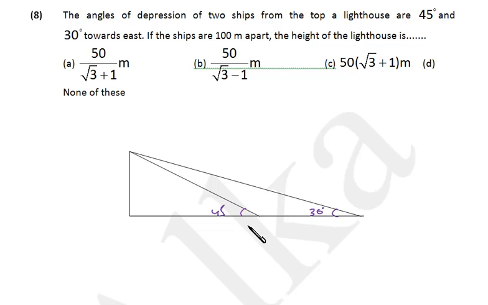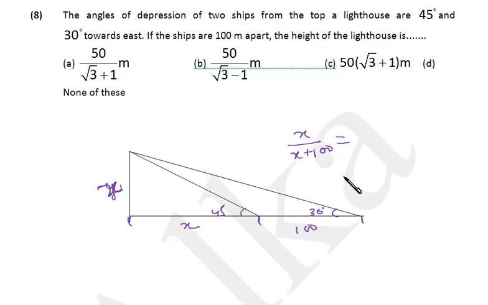The ships are 100 meter apart, that means this to this, the length is 100. This I assume it to be x from this point to this point, right? We have to find out the height of the lighthouse, so that's y, right? Now if we take this triangle, y by x is tan 45 and tan 45 is 1, that means x and y both of them are equal, so I take this also as x. Now if we take this triangle, the bigger one, then this by this is tan 30 degree, that means x upon x plus 100 is tan 30.